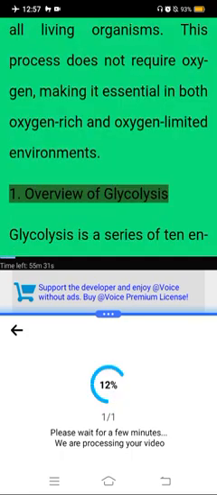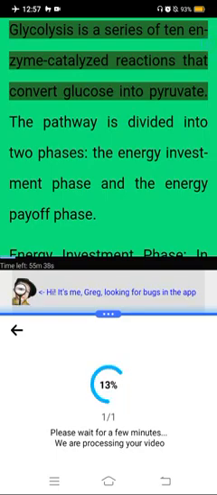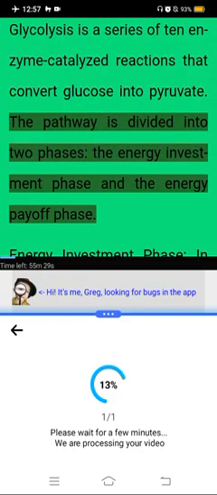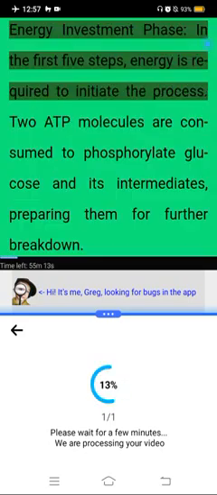1. Overview of glycolysis. Glycolysis is a series of 10 enzyme catalyzed reactions that convert glucose into pyruvate. The pathway is divided into 2 phases: the energy investment phase and the energy payoff phase.